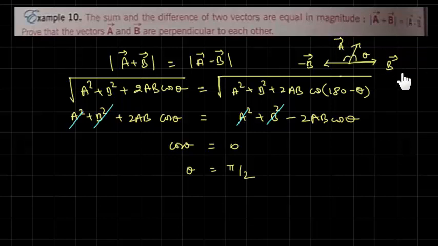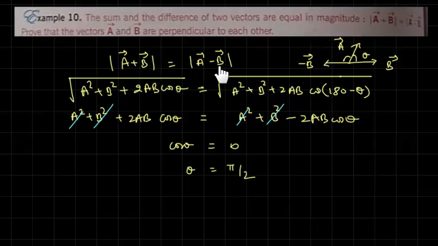Continuing the problems from motion in one dimension. The sum and the difference of two vectors are equal in magnitude. Prove that the vectors are perpendicular to each other. So the magnitudes are equal. Let's write the equation where we know the magnitude of two vectors when the angle between them is given. Let us say the angle between the two vectors is theta.